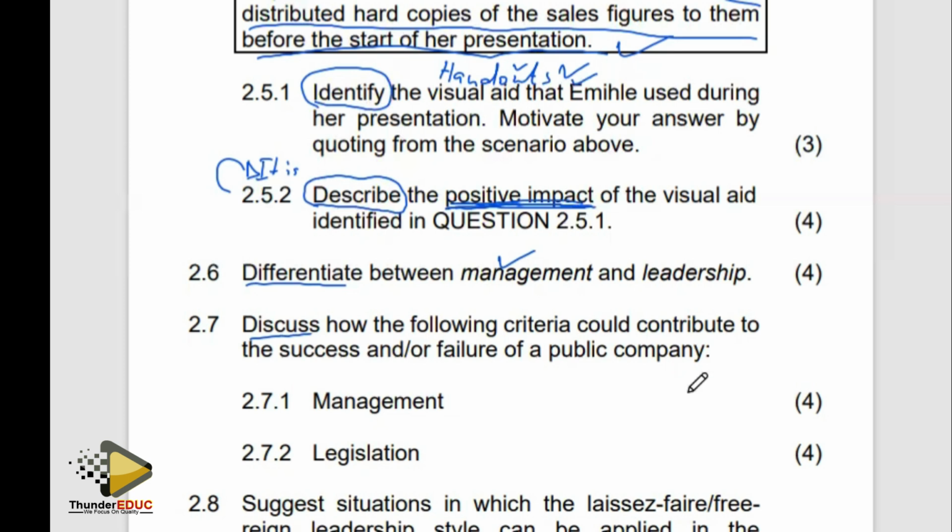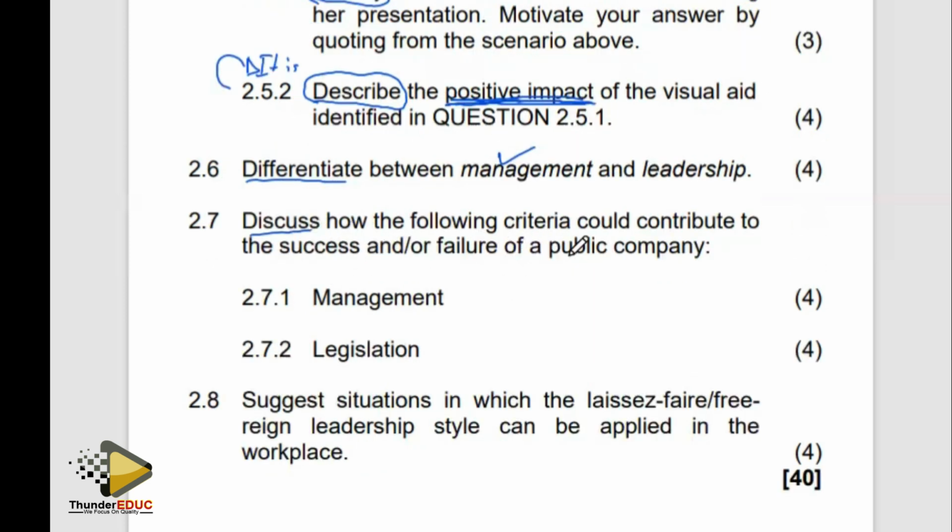Okay, right. So now discuss how the following criteria could contribute to the success or failure of the public company. So now let's check how management and legislation can contribute to the success and failure of a public company.